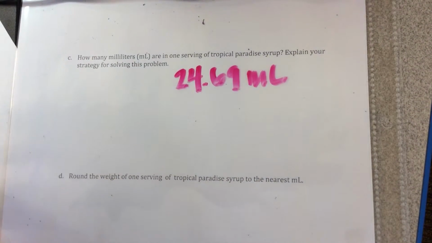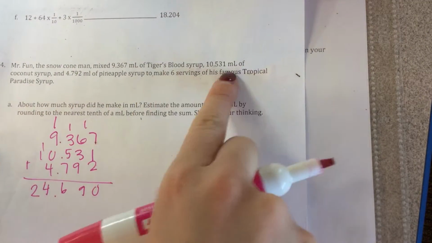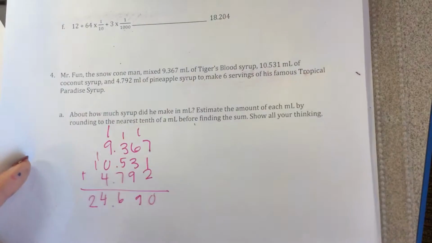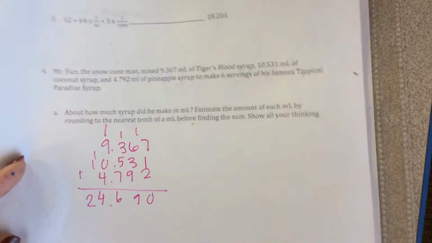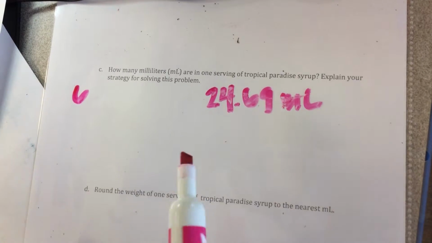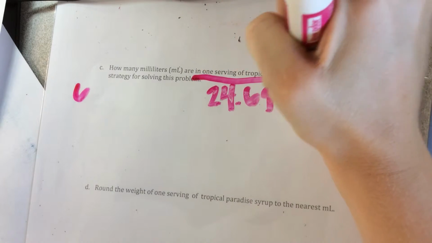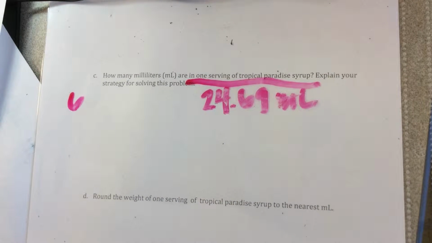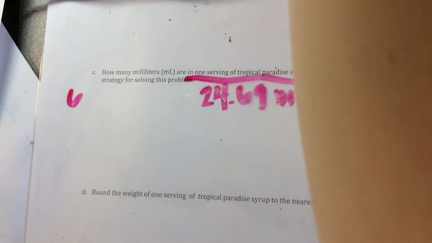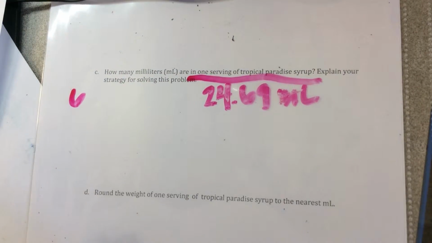And on number 4 originally, it said that he was going to make 6 servings of his famous Tropical Paradise syrup using all that syrup. He's going to make 6 servings. So, it's wanting to know how many milliliters are in 1 serving of Tropical Paradise syrup. So there's a few ways you can do this problem. If you just know to divide, you can go ahead and just start dividing. I'm going to use a tape diagram just to explain that one more time, because that's helpful for some people.